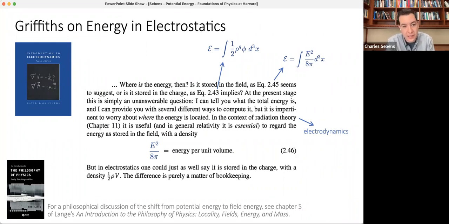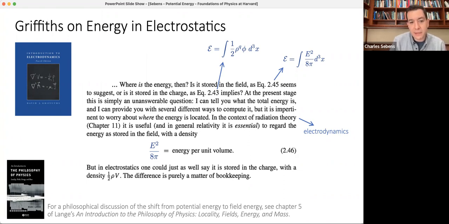Here's what Griffiths says about it in his authoritative and widely used textbook on electromagnetism. It says, where is the energy then? Is it stored in the field, as equation 2.45 seems to suggest, or is it stored in the charge, as equation 2.43 implies? Okay, I've rewritten versions of his equations in the notation used here. So is it this integral of E squared over 8 pi over all of space, or is it the integral of 1/2 rho phi over all space?